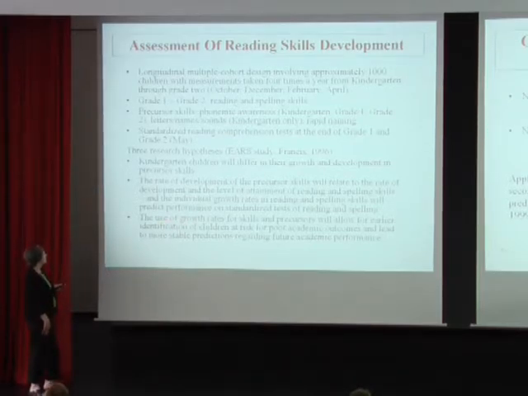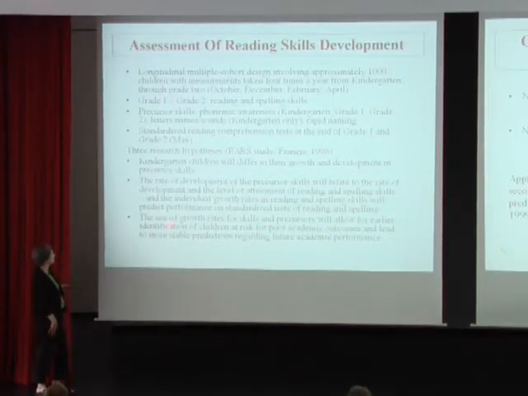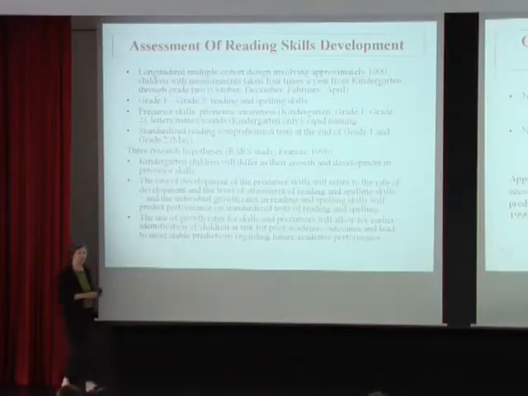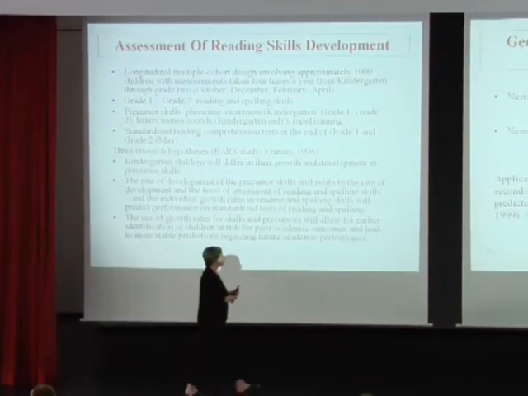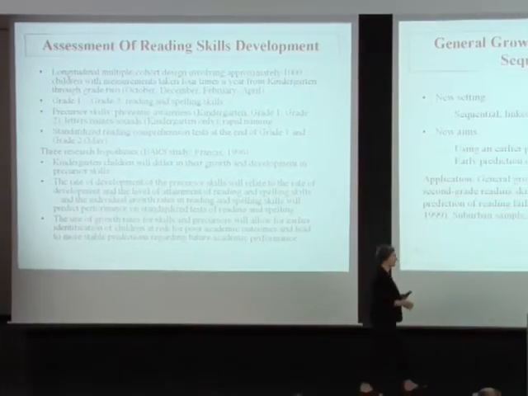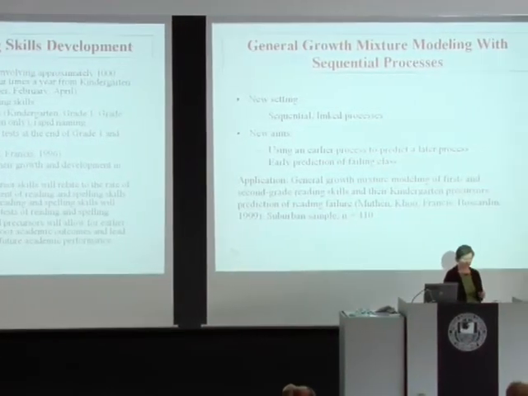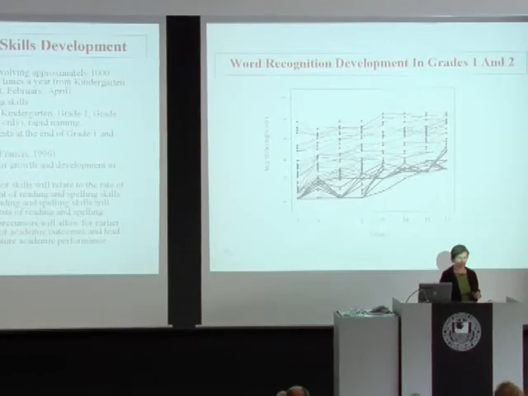Then they hypothesize that the use of growth rates for skills and precursors will allow for earlier identification of children at risk for poor academic outcomes. So they're predicting that being able to see these growth trajectories, we're going to be able to identify earlier the children who are having problems. This was actually a dissertation that was done by one of Bank's students, part of this.